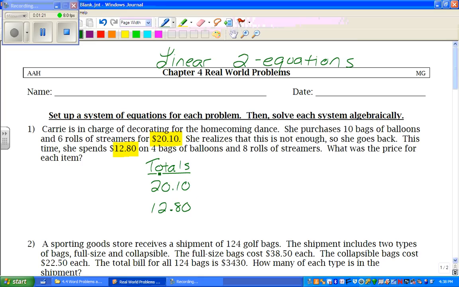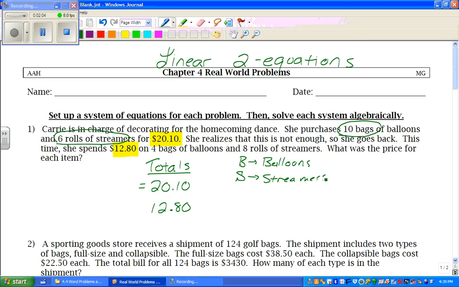Now if you notice, she makes 2 separate purchases, so we are going to make 2 equations, one equation for each purchase. The first one, to get 20.10, she purchased 10 bags of balloons and 6 rolls of streamers. If you don't want to use X and Y, you don't have to. You just let me know what you're going to make each one. Let's say I'm going to use B for bags of balloons, and S for streamers. Be careful with S's so you don't make them look like 5s.